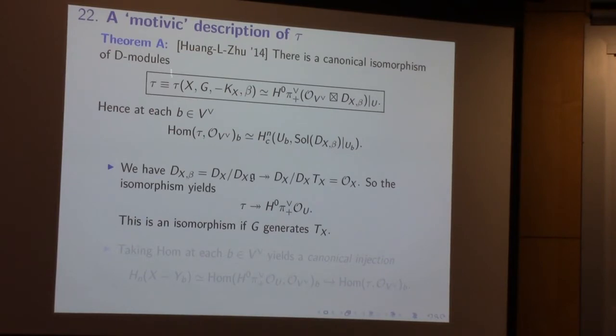So for example, again, a simple calculation. You see that this character sheaf projects onto the structure sheaf. And so you plug that in, and this isomorphism now yields a surjection from tau onto this D module. And this map, according to this calculation, is an isomorphism whenever G generates Tx. So whenever you have a projective homogeneous G variety, you get a very simple description of tau in terms of this structure sheaf.